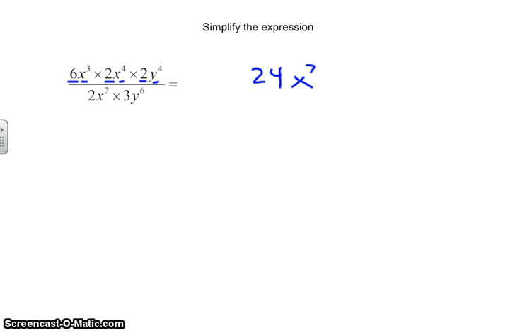And then I have a y to the 4. Let's see what that's going to be over. I have a 2 times 3, which is 6. Then I have an x squared. And then I have a y to the 6th.